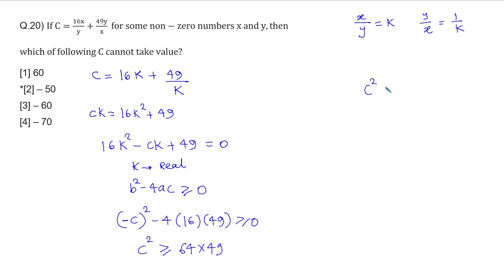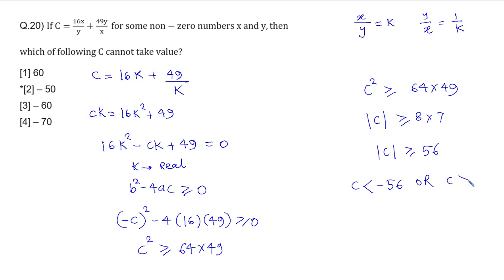The value of c square should be greater than or equal to 64 into 49. It means mod of c should be greater than or equal to 8 into 7. Mod of c should be greater than or equal to 56. For that the value of c should be less than minus 56, or the value of c should be greater than 56. So the question is, which of the following cannot be the value of c?